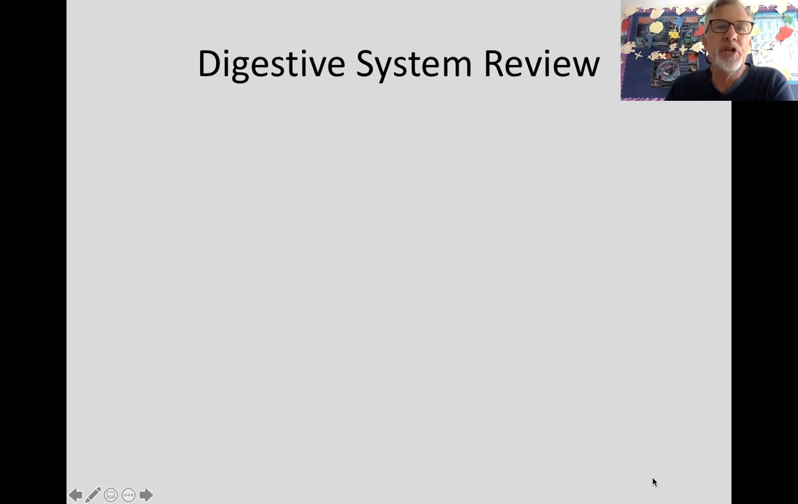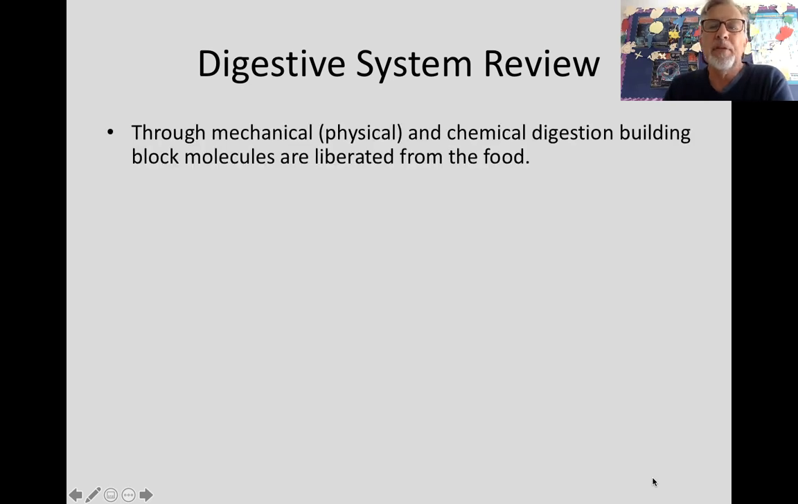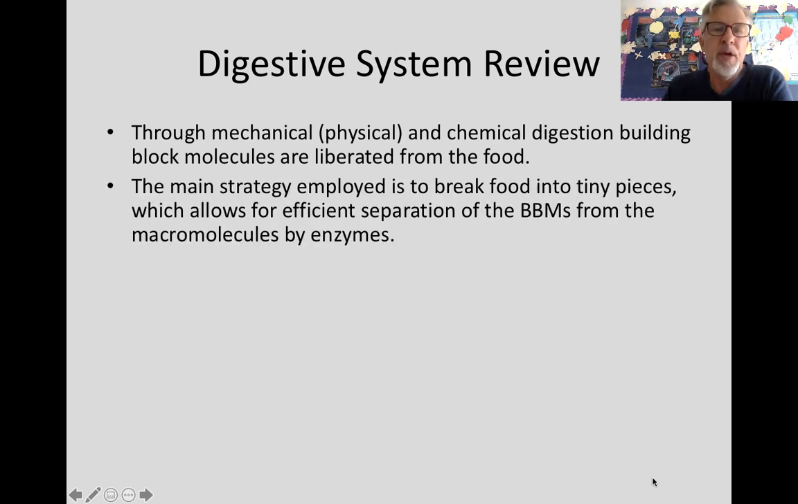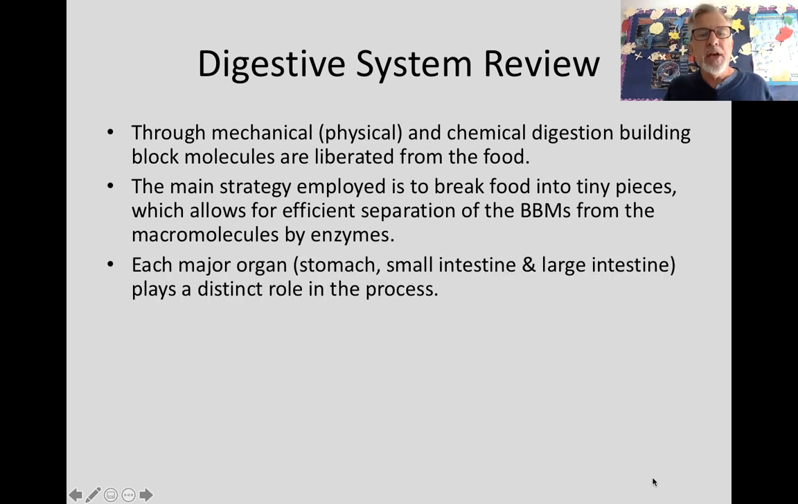So that's it for today. What I hope you understand about the digestive system is the following: that mechanical and chemical digestion causes building block molecules to be liberated from the food. The main strategy employed is to break the food into teeny pieces, which will then allow for efficient separation of the building block molecules from the macromolecules by enzymes that are released into the chyme. Each major organ, the stomach, the small intestine, and the large intestine, plays a distinct role in the process, which we reviewed today and you should know now.